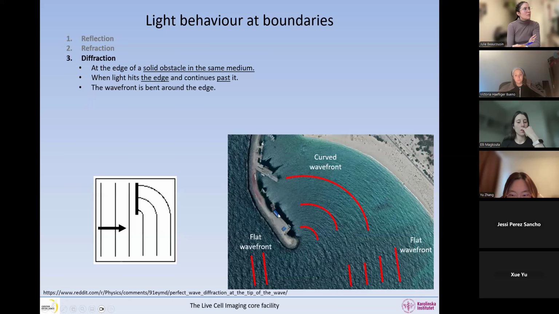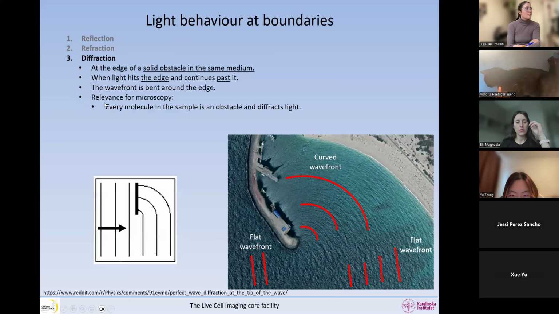But then near the pier, they bend and they become round like this. And that carries the sound, this is the reason why many beaches are curved. Okay, so the same thing exactly happens to light. And what is relevant for us?